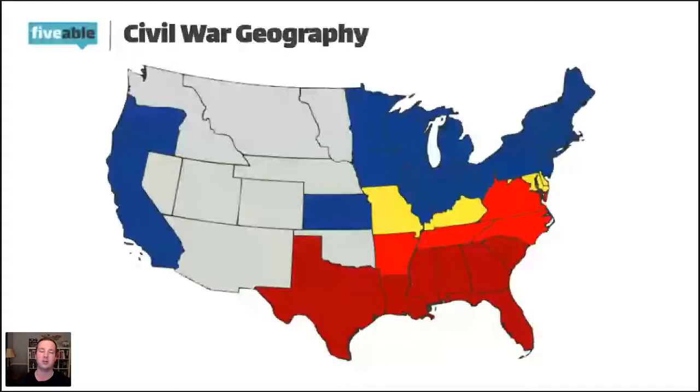The blue states are the United States, the ones that stay loyal, the ones that are Union. And then the rebels, the traitors are in red there. Lower South, darker red being the ones that secede before Lincoln even gets inaugurated, and then the upper South secedes after Fort Sumter.